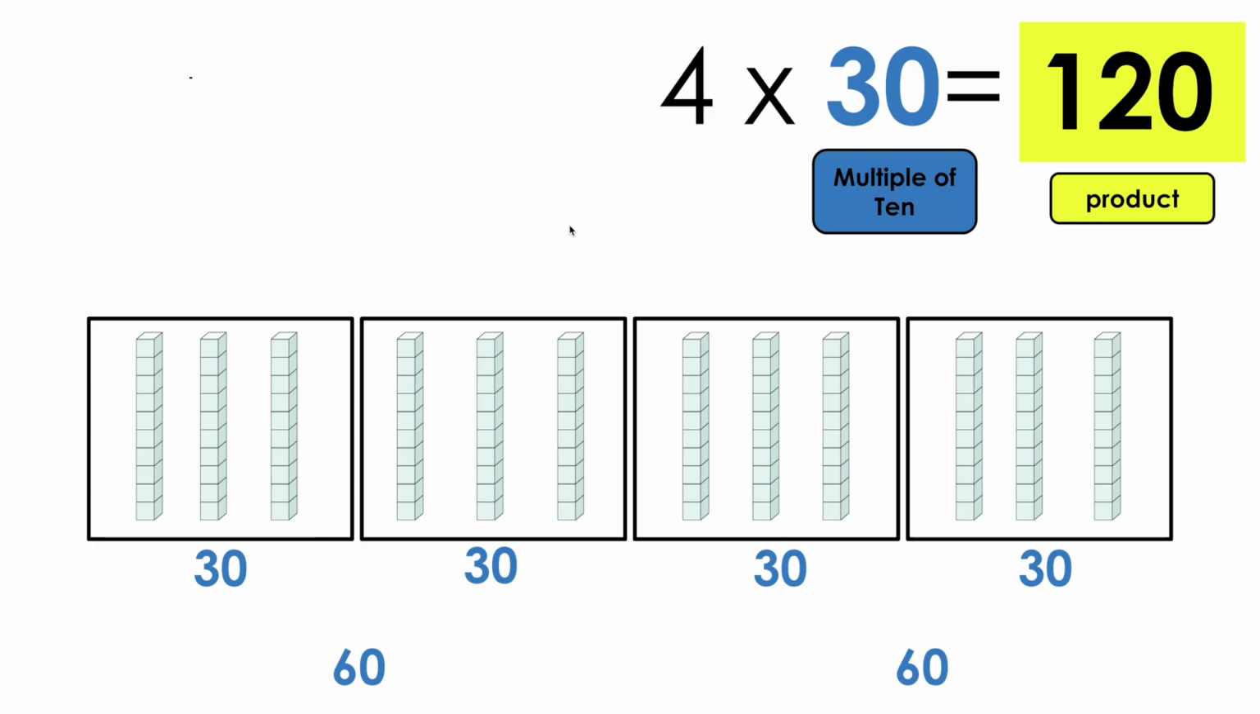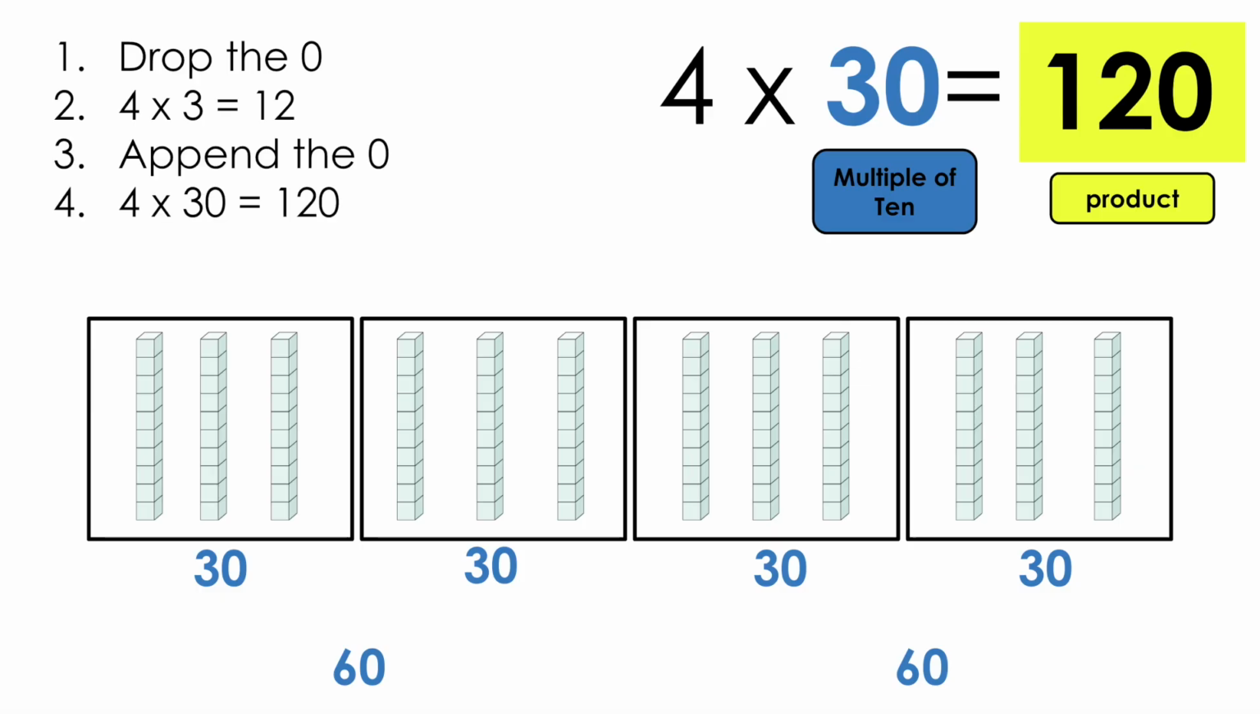Another way to do 4 times 30 is we can drop the 0 and write 4 times 3 equals 12. Then we can just append the 0. That means that 4 times 30 equals 120.